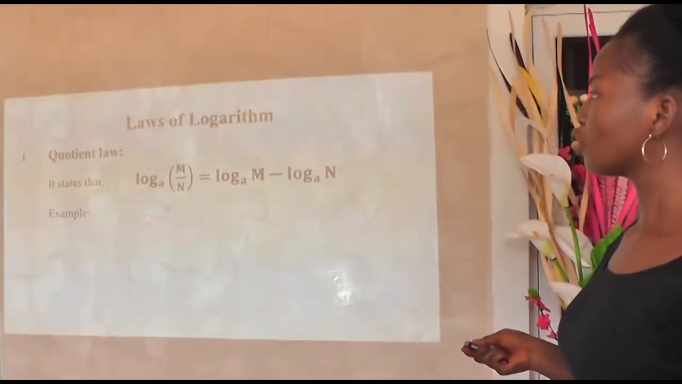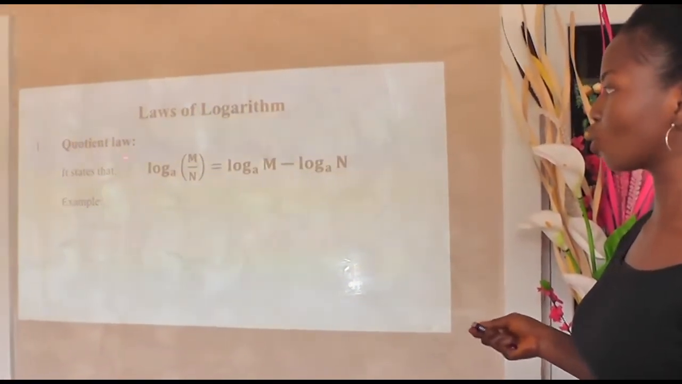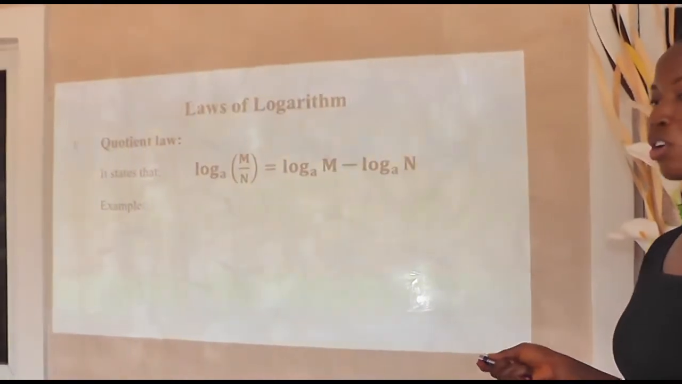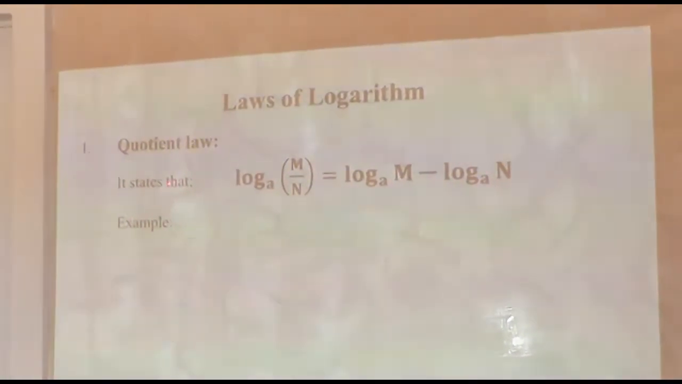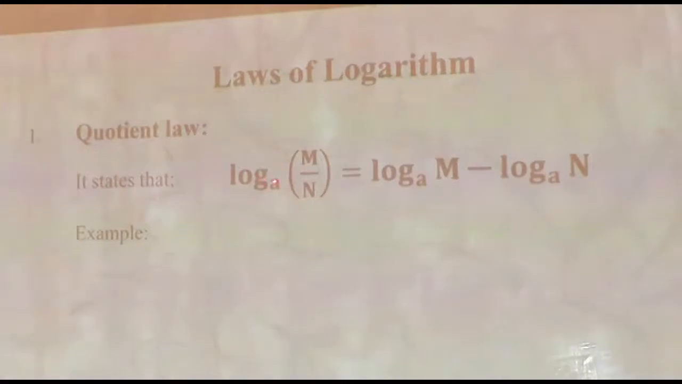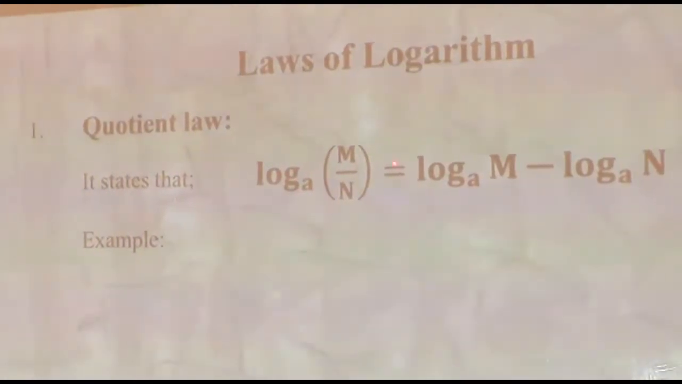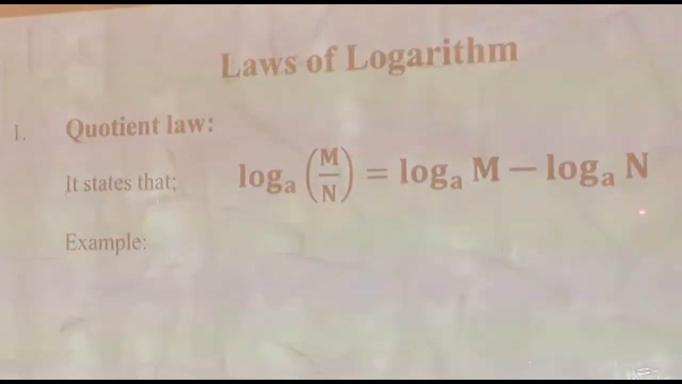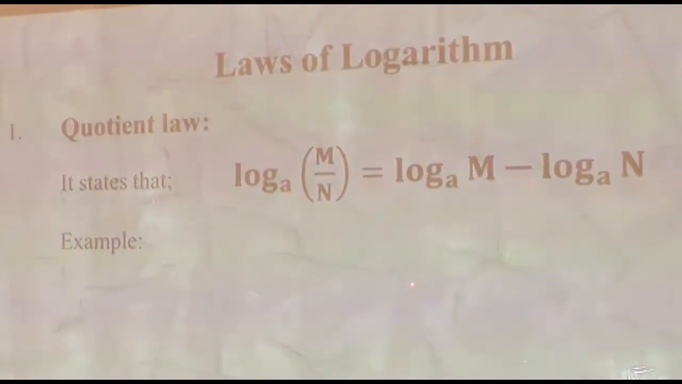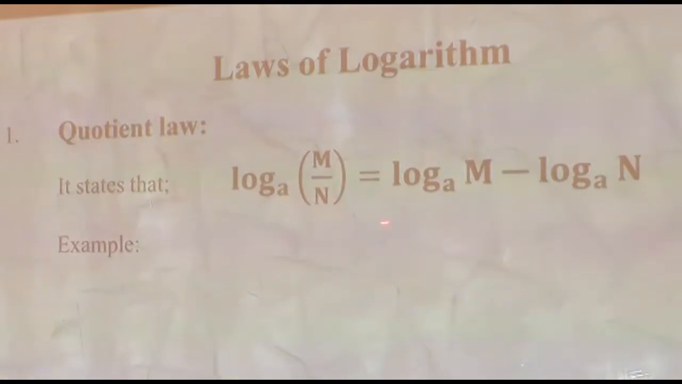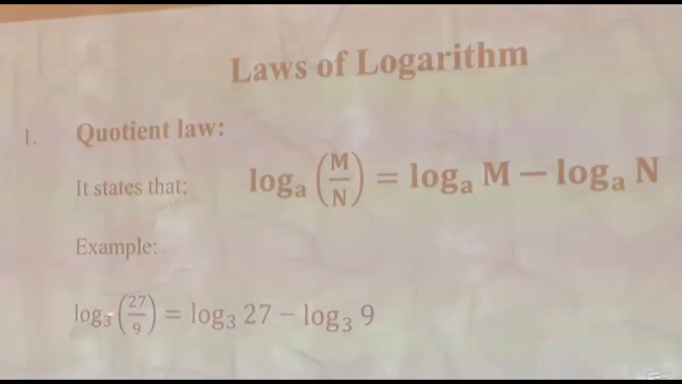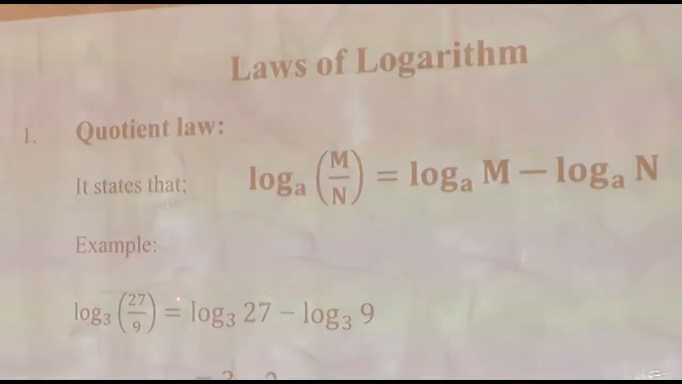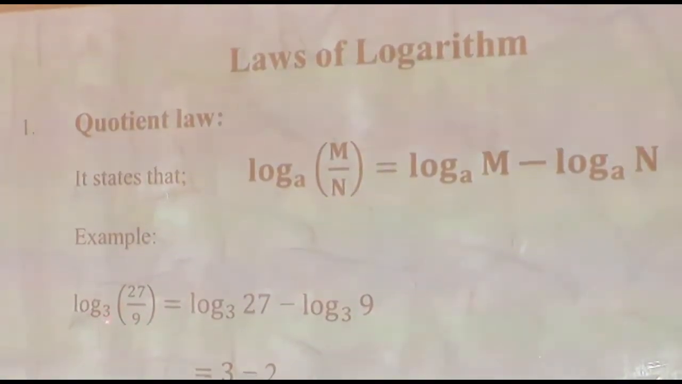Also, we have the quotient law, which is also the division law. It states that when you have logs of the same base dividing themselves, you simply find the logarithm and subtract, just as in our laws of indices, you subtract the powers. So here we have log 27 over 9 to base 3.